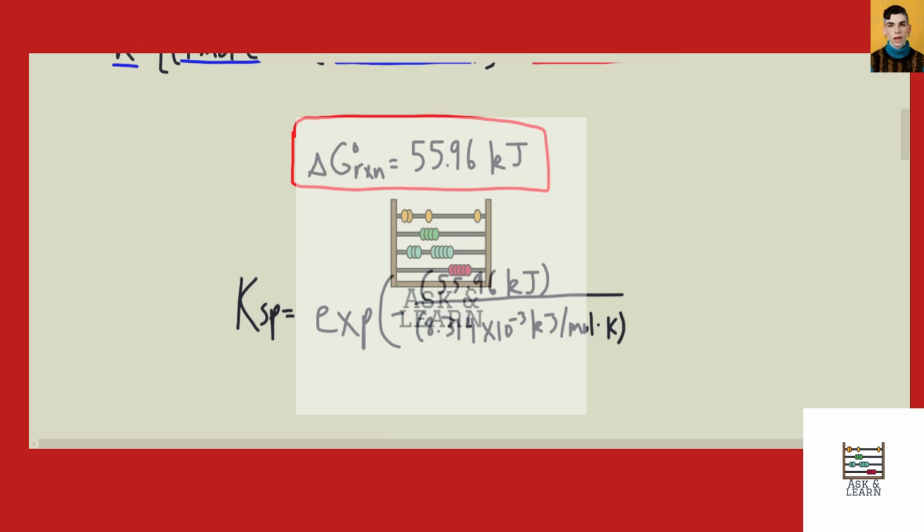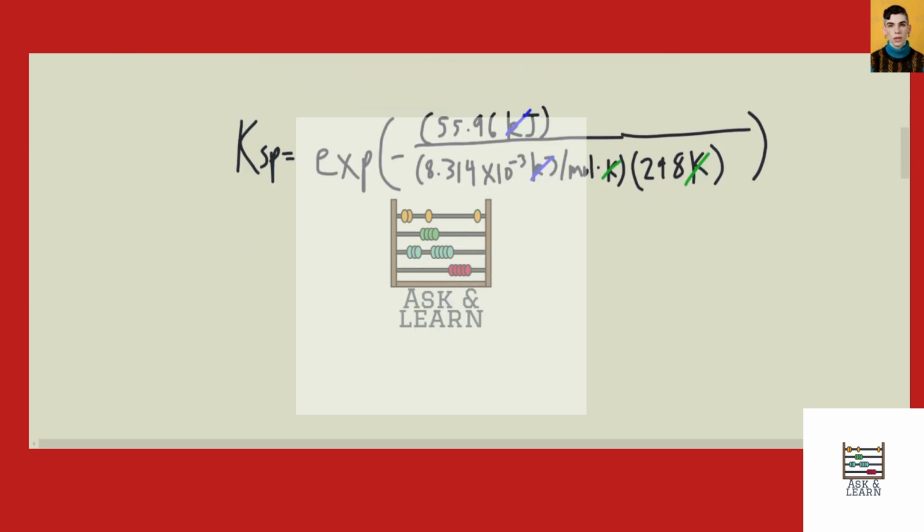So that when we divide the numerator and the denominator, units of kilojoules cancel out, and then we are left with the temperature of 298 Kelvin. And so we can cancel out units of Kelvin. When we plug that all into the expression for KSP, we can get a final answer for the solubility product equilibrium constant to be about 1.6 times 10 to the power of -10. And this answer will be unitless.